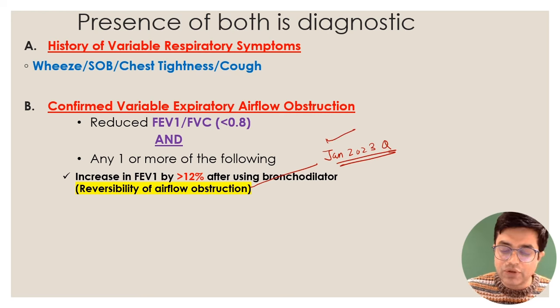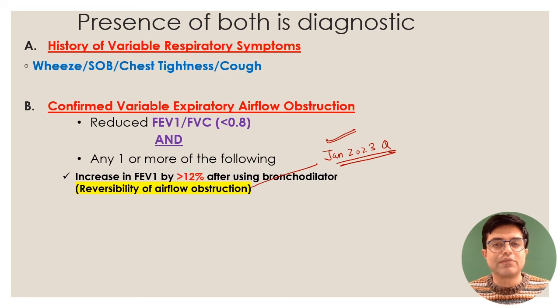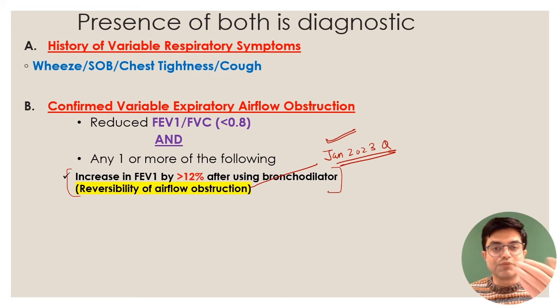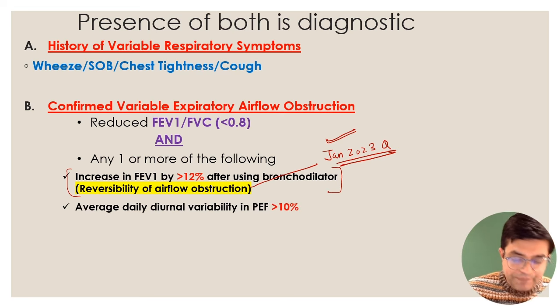Remember this. The criteria to define reversibility of airflow obstruction for asthma diagnosis was asked in the January 23 question. This was the whole statement, and the percentage was more than 12%. This is what you had to identify. Remember this, right? Second feature on spirometry.